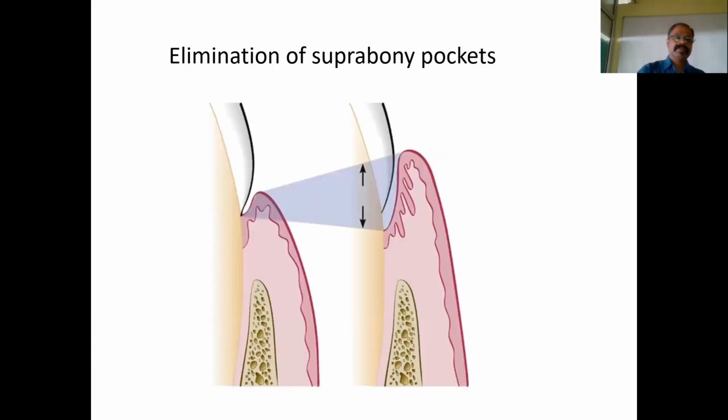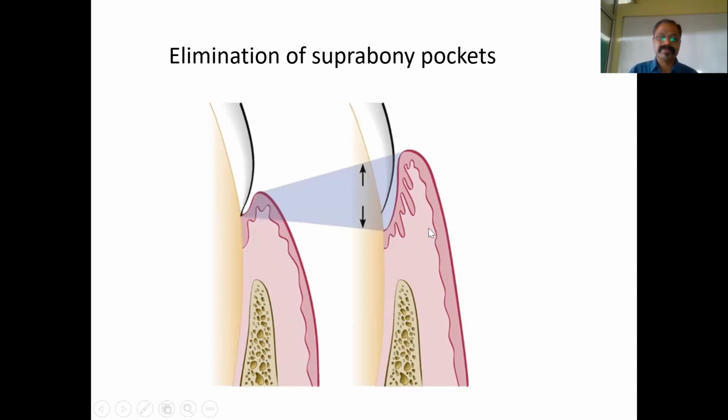Let's see some of the indications of this gingivectomy procedure. The first one is elimination of suprabony pockets. Whenever there is a suprabony pocket, and the soft tissue wall of your pocket is more fibrotic, then that is a very nice indication for gingivectomy.